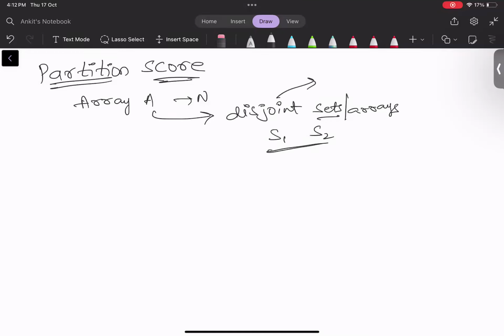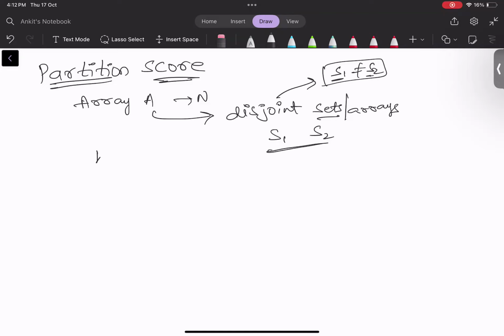Disjoint is nothing but when we combine those values, we should not get any common value. That means the elements of S1 should not be equal to elements of S2. Even a single element should not be equal to elements of S2. Those two should have different elements itself.